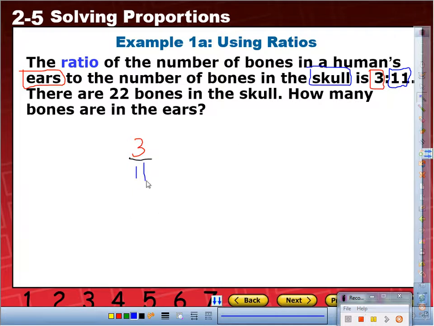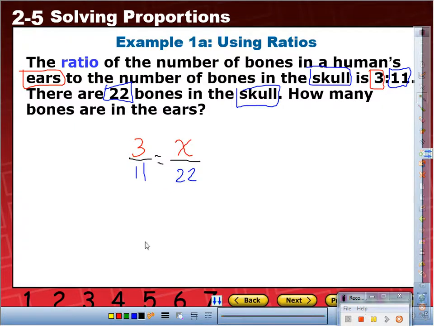So check this out. With the information that they give me, I'm going to write a proportion. What's the proportion? Let me show you. It says there are 22 bones in the skull. What color should I box the word skull? Blue. Okay, so look at it. It's 22. So if I was to write it here, because it's similar to this, where would it go? On the bottom. Okay. And since I don't know what the ears are yet, I'm going to label that X.